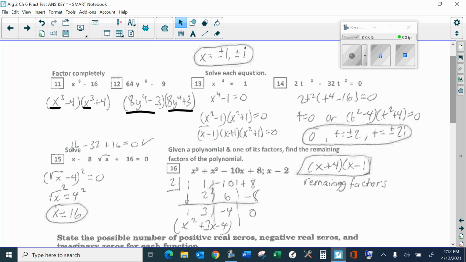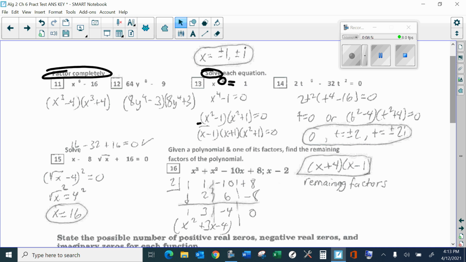Now 13. Now remember, here's the difference between factor and solve. Factor, you notice there's no equal sign. Solve, there's an equal sign. Now you're not just stopping at factors, you're actually solving it and getting the numbers. Remember, the degree 4 tells me how many answers there are, between real and imaginary answers. So I move it across. I get x to the 4th minus 1 equals 0.